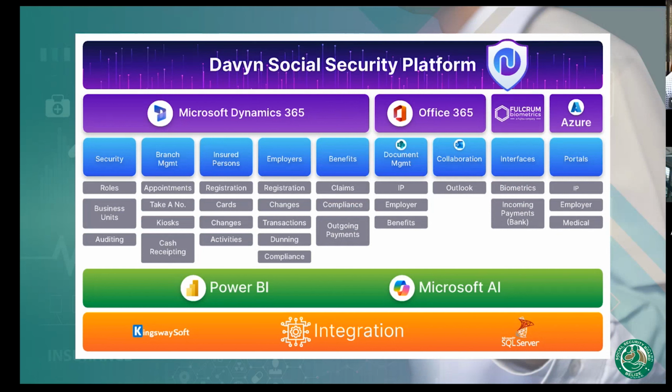So the core platform consists of these technology components that we have here. And so I'll go through them. Basically, the core technical components consist of Microsoft Dynamics, which is a CRM platform, a customer relationship management platform. Office 365. I think most people on this call would be familiar with Office 365, which includes your Outlook, Word, and so on and so forth. Fulcrum Biometrics provides us the technical capabilities to collect and manage biometrics. Right now, we only collect fingerprints.